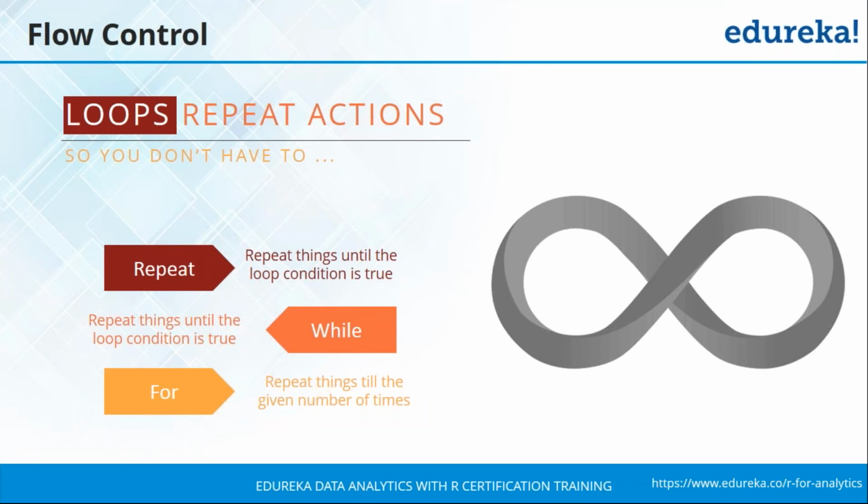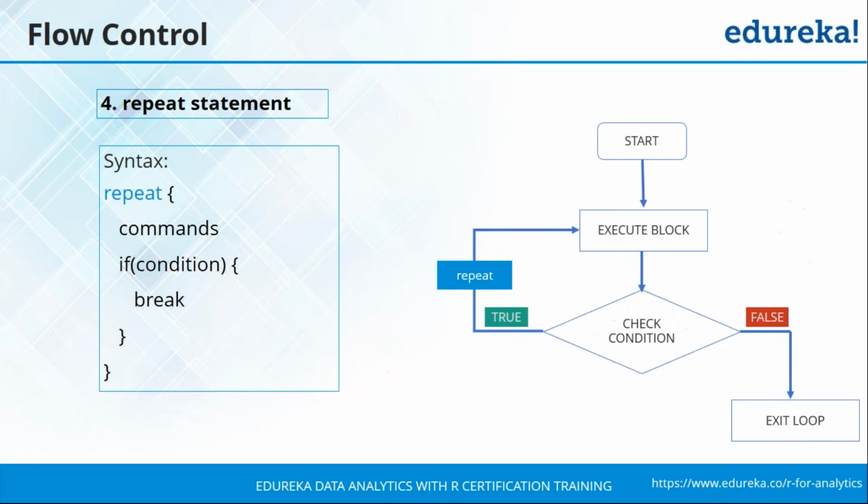Now repeat and while statements help you execute a certain set of code until the condition is true. But for is a kind of loop statement that you use when you know how many times you need to repeat that statement. Let's say you want to repeat a set of statements 10 times, then you'll go with the for loop. But let's say you're not quite sure how many times you want to repeat it, then you go with the repeat or while loop. So let's move forward and start talking about the repeat statement.